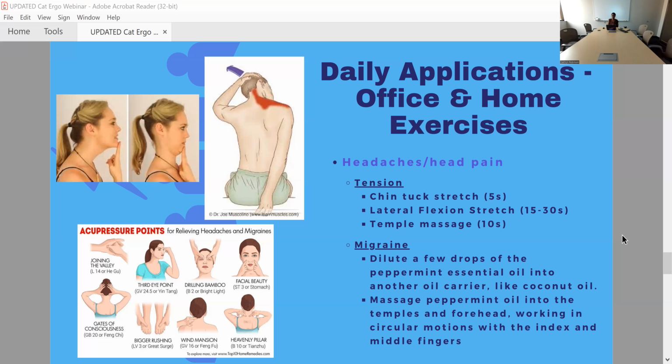And so a nice quick exercise for tension and migraine headaches is a simple temple massage with peppermint oil, actually. So peppermint oil contains menthol, which is thought to relax the muscles and ease pain. And so peppermint oil can be slightly strong, so if you need to, you can take a few drops and then dilute it with coconut oil or a different kind of oil that you prefer.